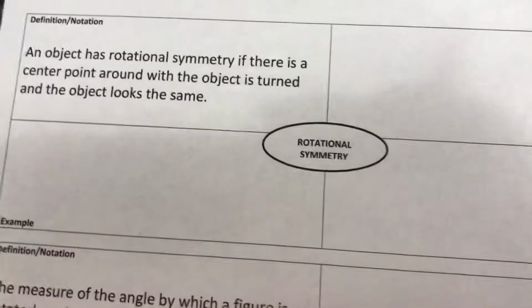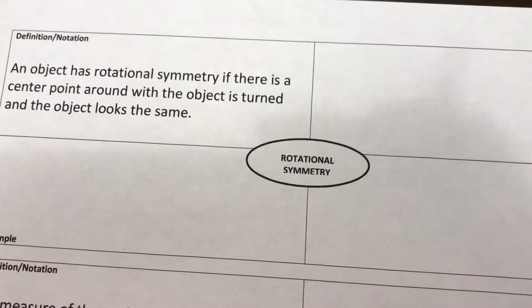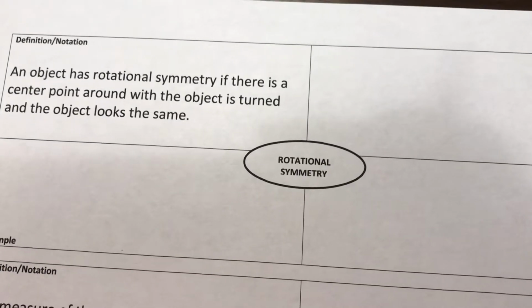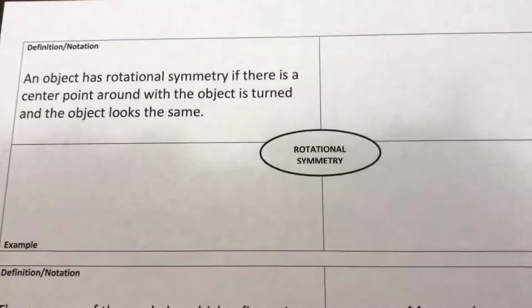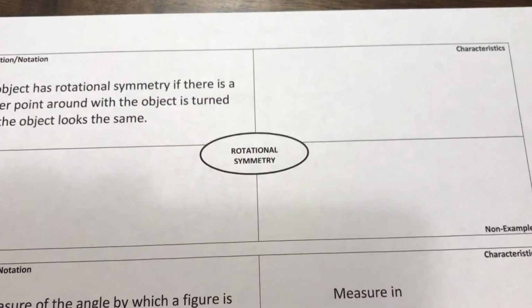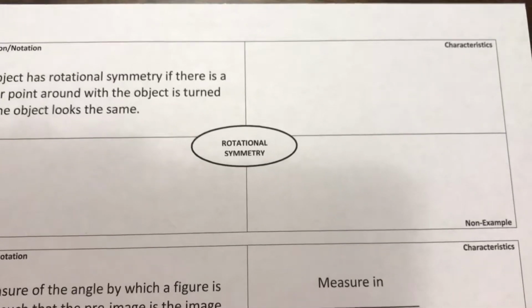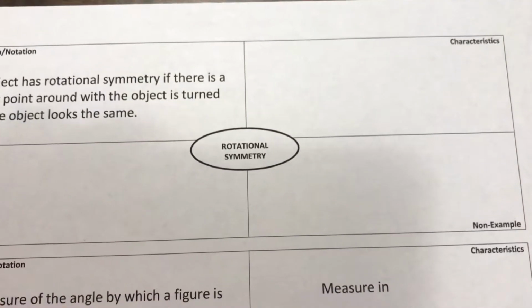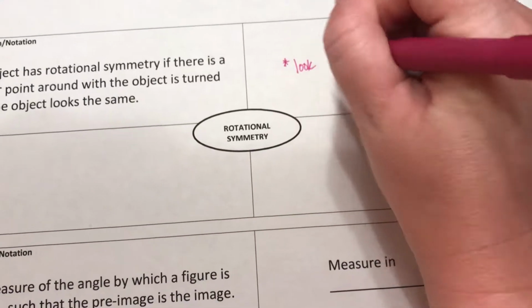Okay, when we think about rotation, we think about figures that have rotational symmetry. So that's when an object has a center point around which the object can be turned, and after it is turned, the object looks the same. So if we think about this in terms of characteristics, the figure has symmetry, which I think you guys are probably familiar with, but it just looks the same after it's been turned, right?